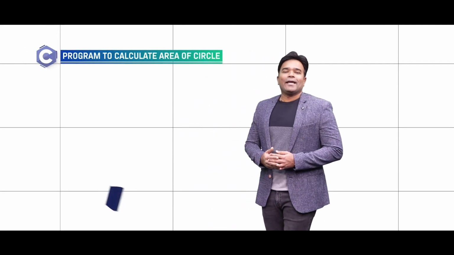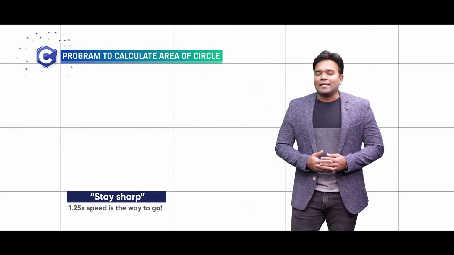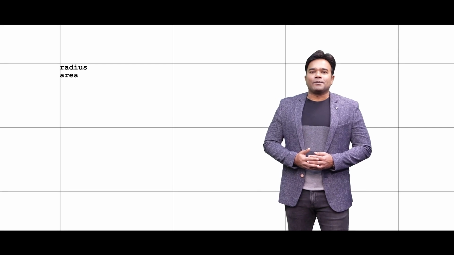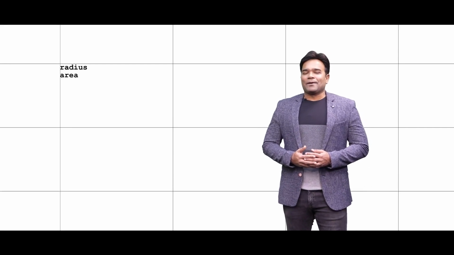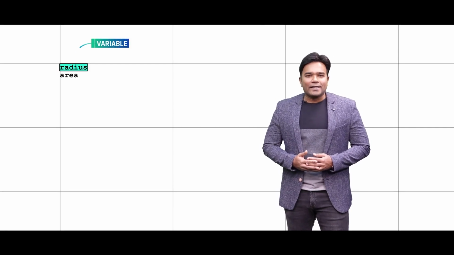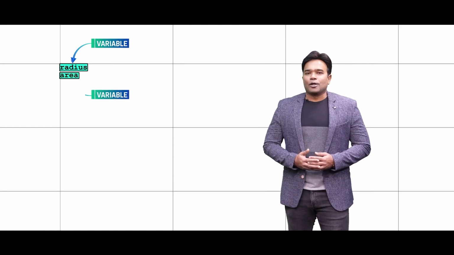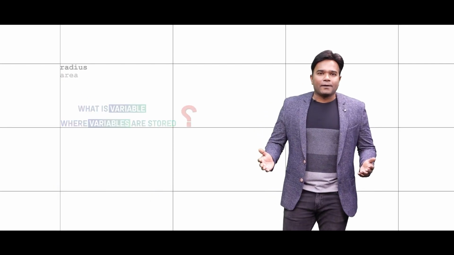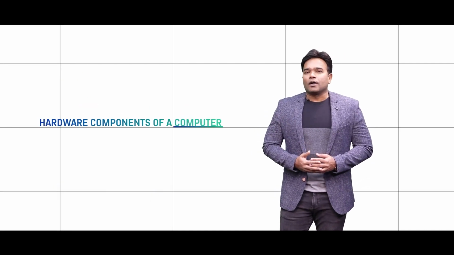In as far as writing the program to compute the area of the circle in C language is concerned, the first thing that I will have to do is to create the two variables. Yes, I need to be creating the variable called radius as well as the variable called area. But then, what really is a variable and where does this get created? Well, this question would take us to the hardware of a computer.